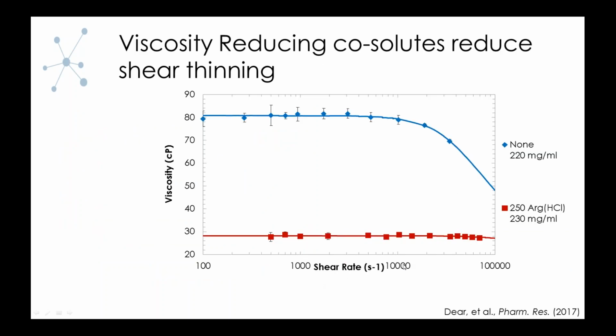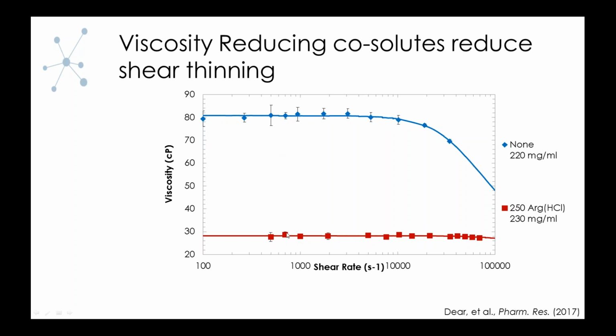So we used our RheoSense m-VROC to measure the viscosities of a few of our solutions. Here we're showing the same MAB1 with no cosolute at 220 mg per mL, and then the MAB1 with 250 millimolar arginine at 230 mg per mL.